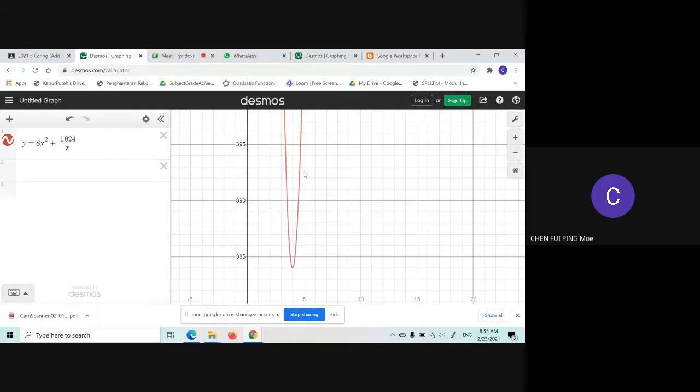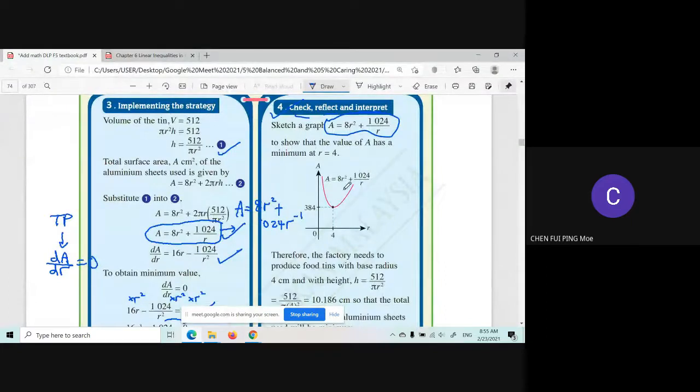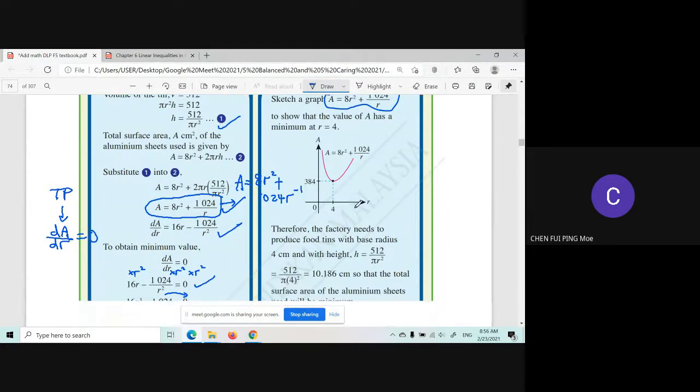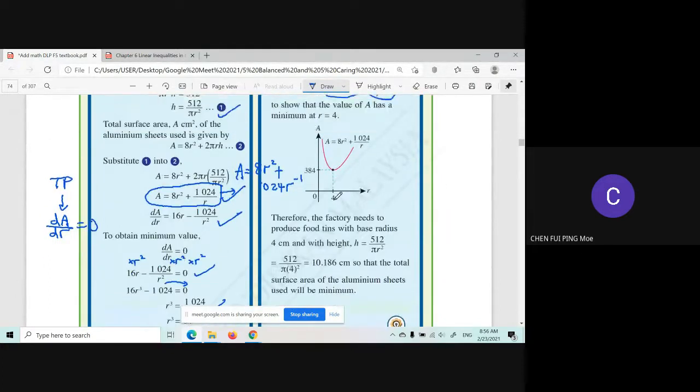For this curve, the lowest value is at this point. So this point is 4, the x value here on the x axis. The x value is 4, and the minimum value is 300 something, the a value is 300 something. So you can use this graph to check your answer. Substitute x equals 4, r equals 4, and you will get a is 3 at 4, meaning that when r equals 4, the minimum value of a is 3 at 4.